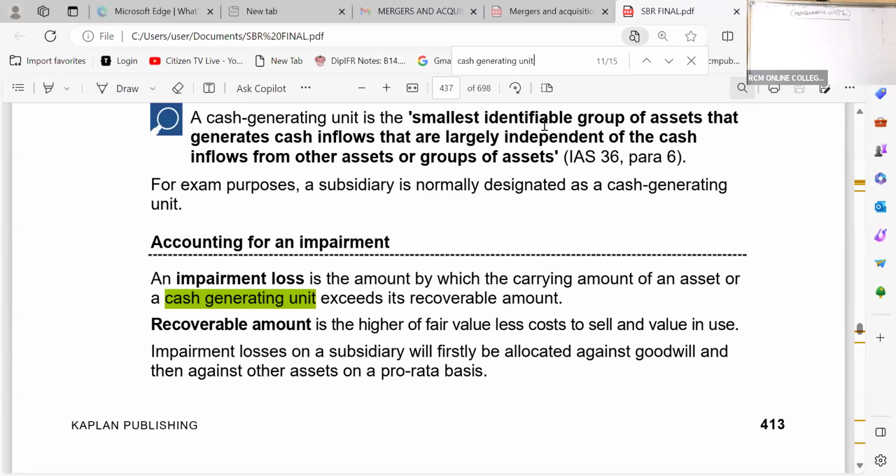The assets, of course, have to be identifiable. The smallest identifiable group of assets that generate cash inflows that are largely independent of the cash inflows from other assets or group of what here? Assets.